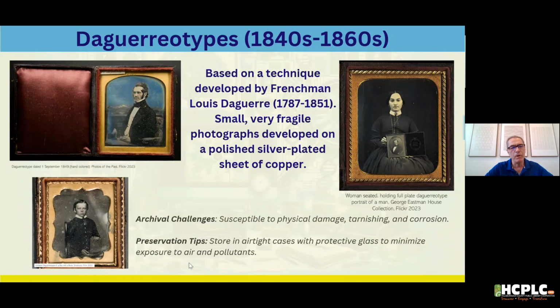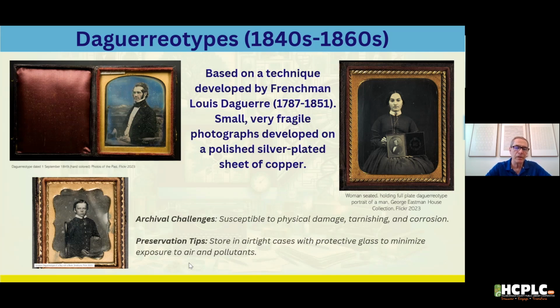They typically come in very, very ornate frames and boxes with velvet inner linings to stop them being damaged. Obviously, if you have these, we need museum type of archival within, keeping these safe. So you will need airtight cases, protective glasses to minimize any humidity and that kind of stuff. Special handling of these needed. At the time, they were very expensive. Only very rich people could afford to have a daguerreotype taken. And surprisingly, they were very detailed photographs.